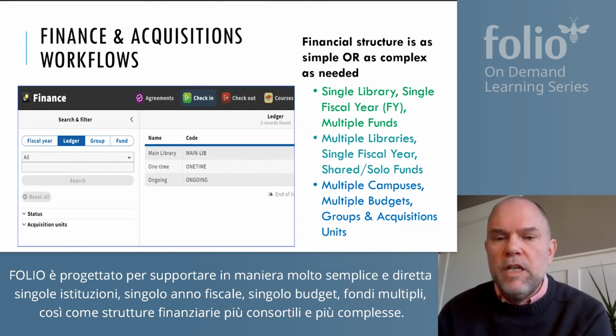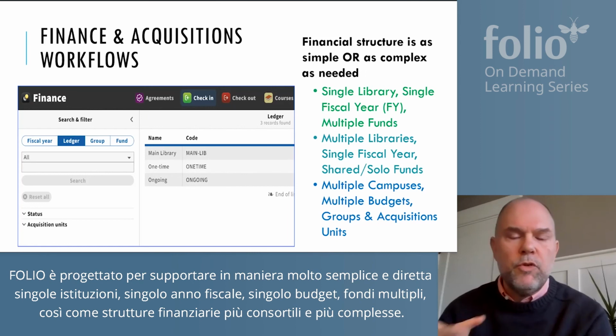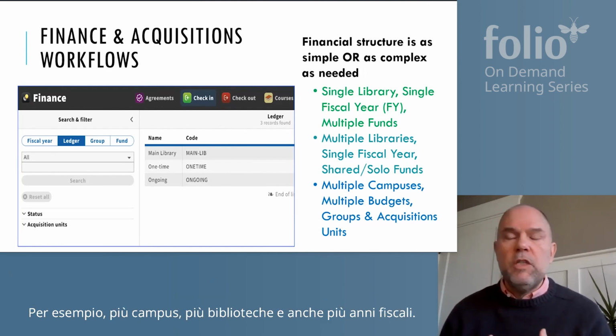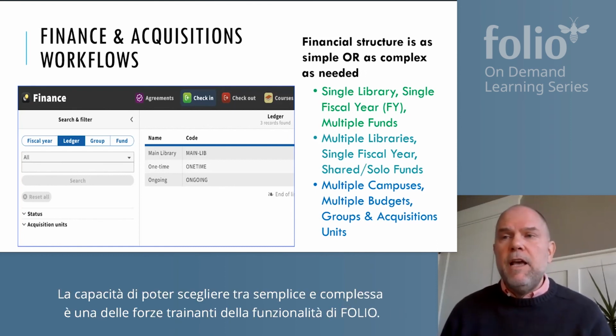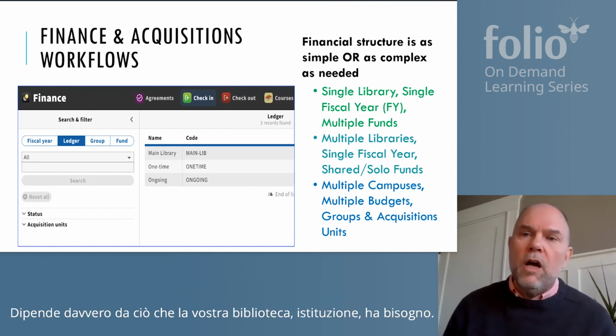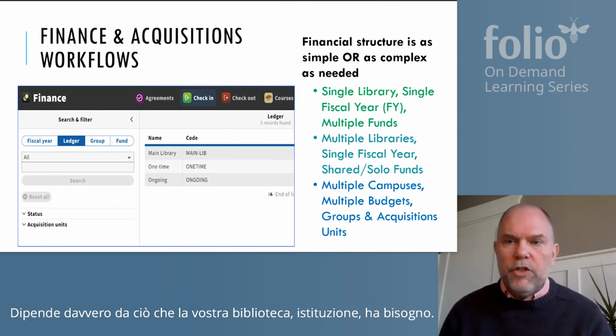FOLIO is designed to support very simple, straightforward, single institution, single fiscal year, single budget, multiple funds, as well as beginning and definitely supporting more consortial and more complex financial structures. For example, multiple campuses, multiple libraries, maybe even multiple fiscal years. And the ability to have both simple and complex is one of those driving forces behind FOLIO functionality, that it really depends on what your library, what your institution needs.